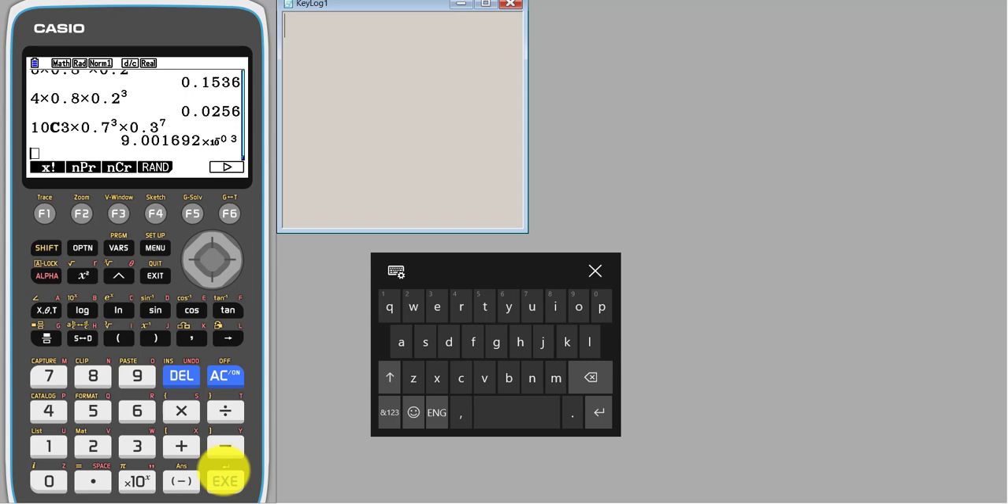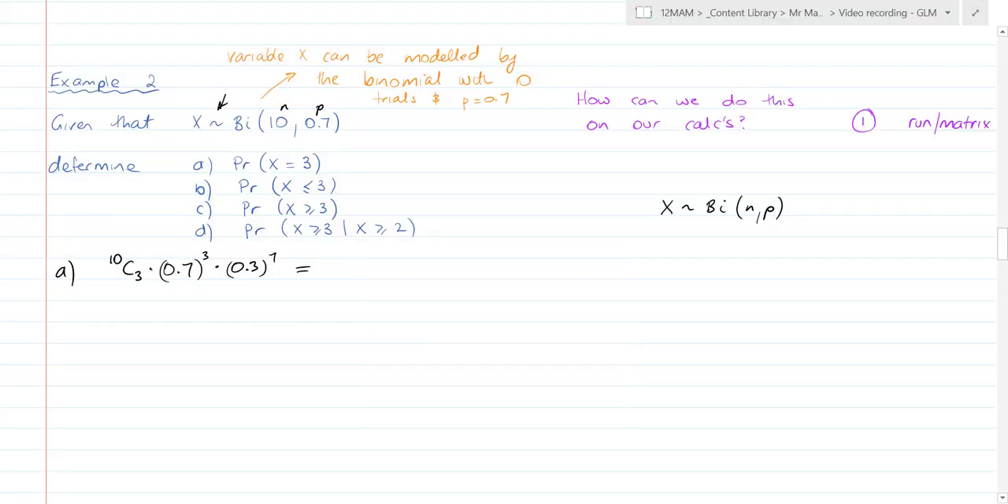And that gives me a really small number, 0.009. So this is equal to 0.009. And that's what we expect, because the probability of success is 0.7, so the chance of me getting only 3 out of 10 is going to be quite small.